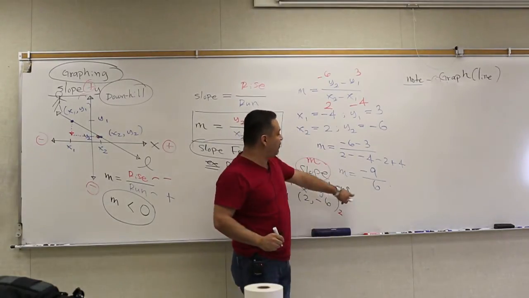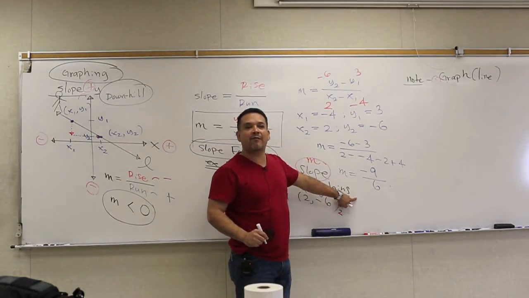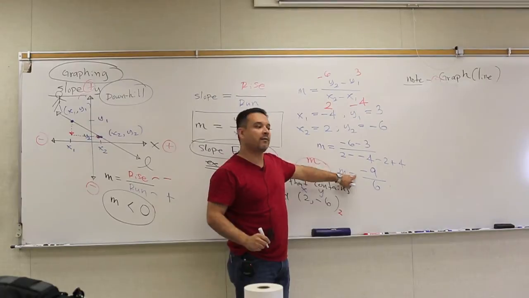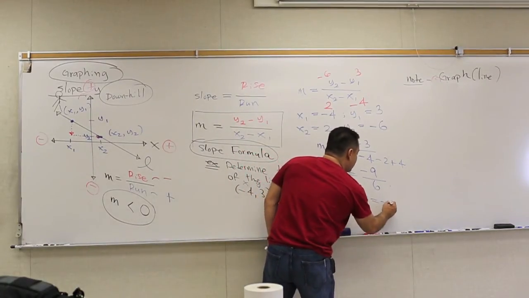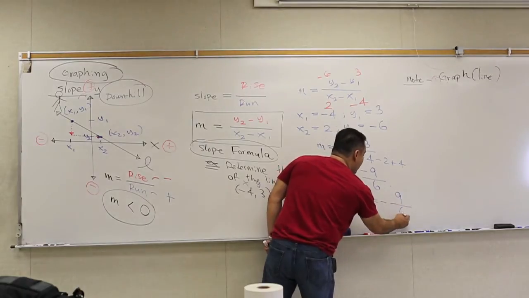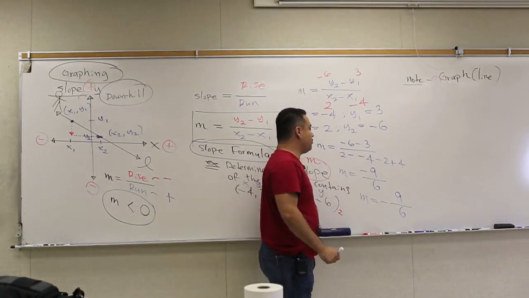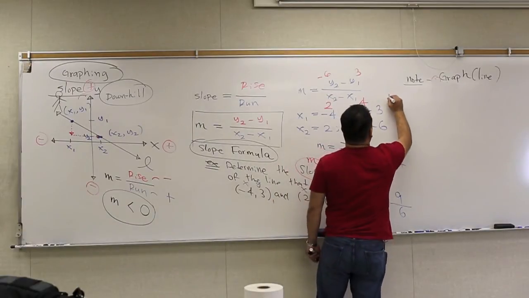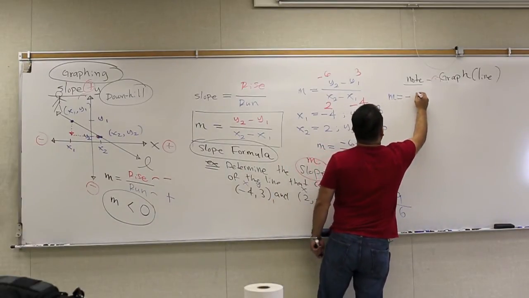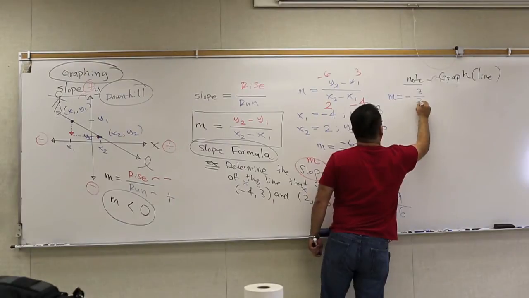Remember when we were reviewing all of these fractions that are negative, what did I say for you guys to do with that negative sign? Put that negative sign where? At the same level as your division sign. And now you have 9 over 6. What does that reduce to? 3 over 2. So ladies and gentlemen, I'll put your slope here. The slope is negative what? 3 over 2.